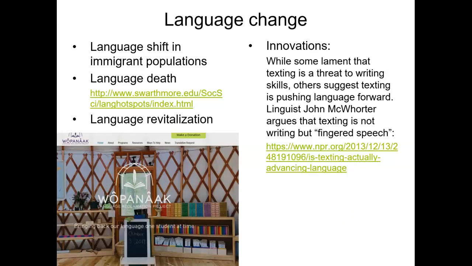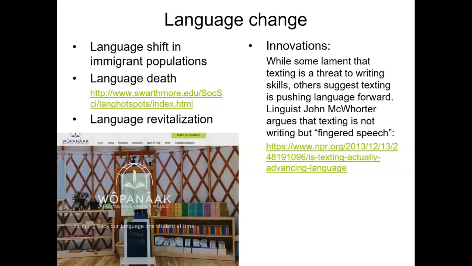So language shifts, for example, as people move around, right? We know that humans are and have been from the very beginnings of our species incredibly mobile. So we find that people moving from one place to another bring elements of their language, develop hybrid languages, and there's also shifts within populations that move, for example, across generations.